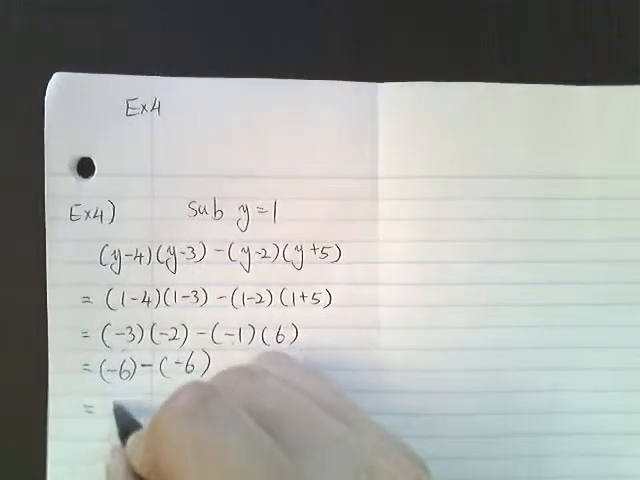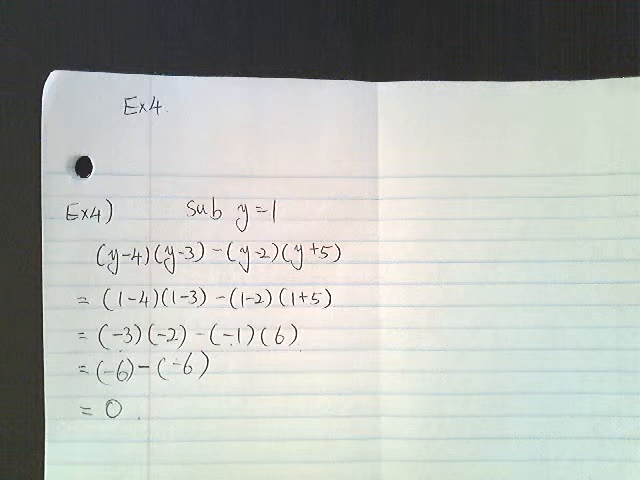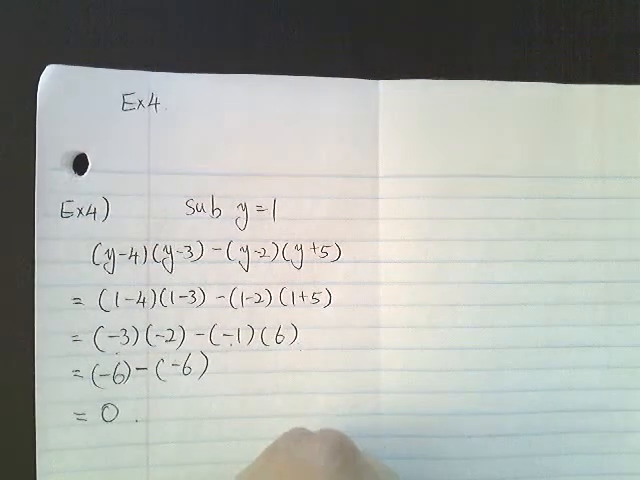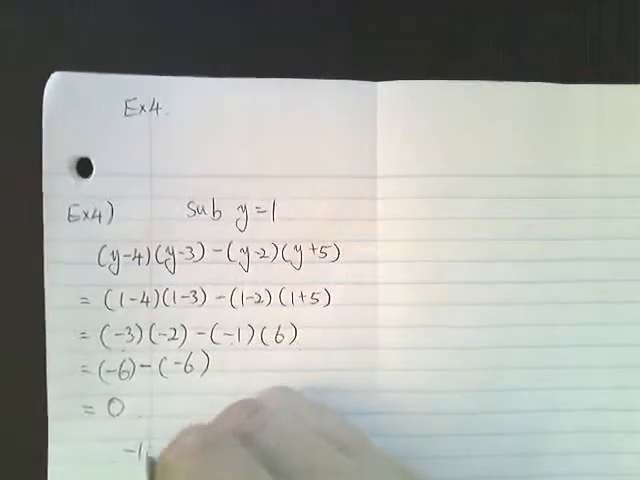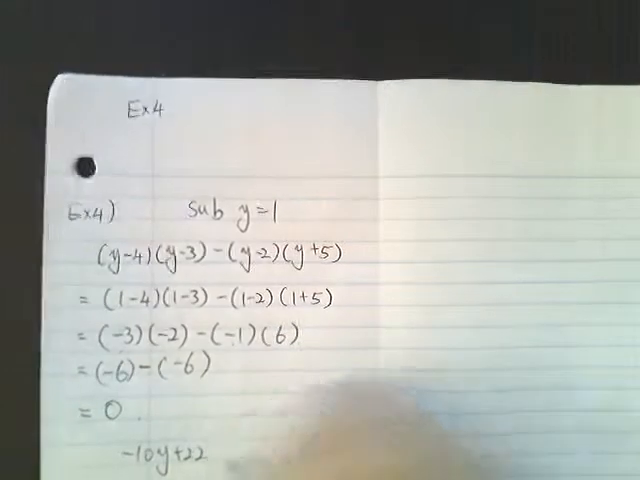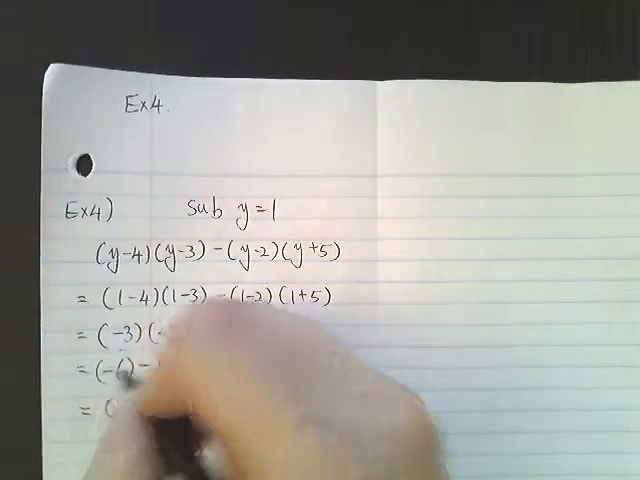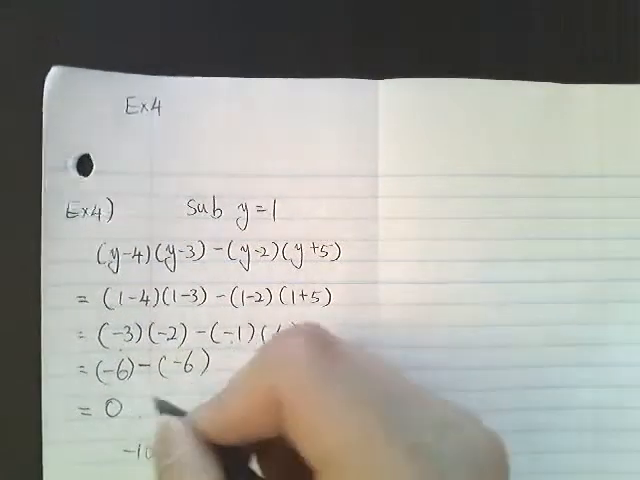So it becomes 0. Okay, if I put 1 into y, I get this. Now, I have negative 10y plus 22. Did I do something wrong? Oh, sorry, guys. My mistake.